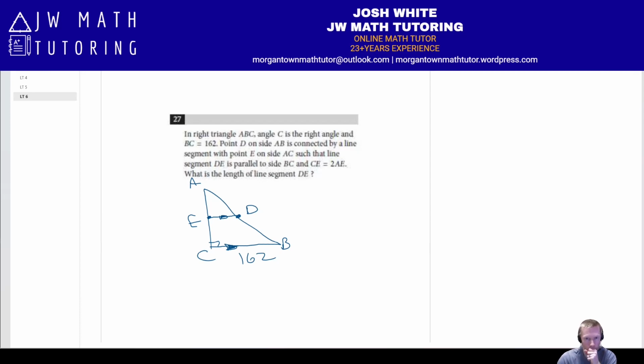And CE equals 2AE. So in other words, if this is x, this is 2x. Here's the whole trick to this problem. If you look at the small triangle on the top, A, E, D, this side is x. If you look at the large triangle, A, B, C, notice this side here, AC, is not 2x. 2x is only this little part of it. The whole thing, you have to add the two parts, is 3x.